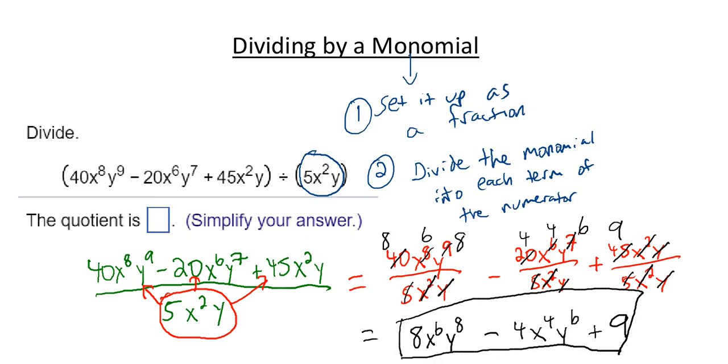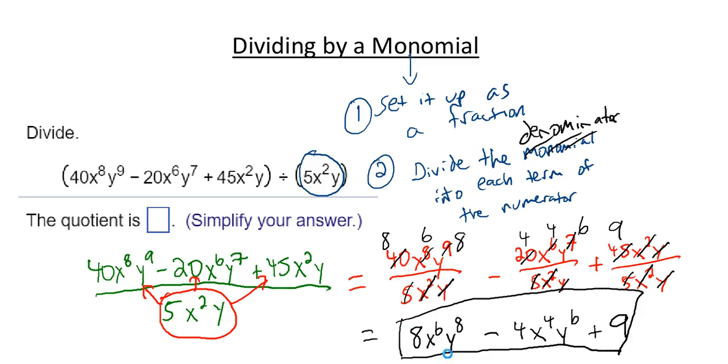All right. So you set it up as a fraction. Divide the monomial, the thing you're dividing by, into each term of the numerator. I'm really unhappy with the wording there. This is how I normally say it. Divide the denominator into each term of the numerator. You can always do that, but it only works when it's a monomial.